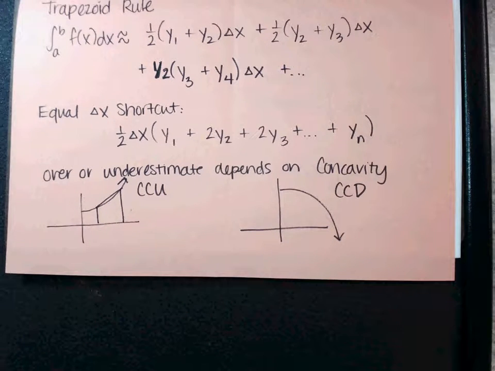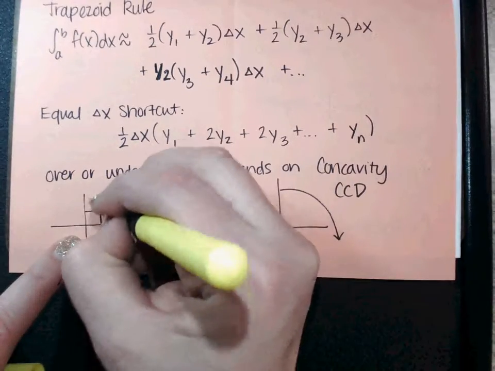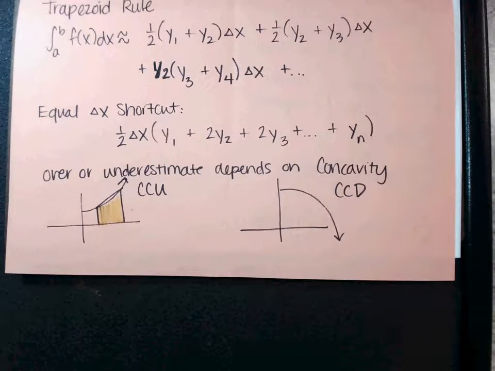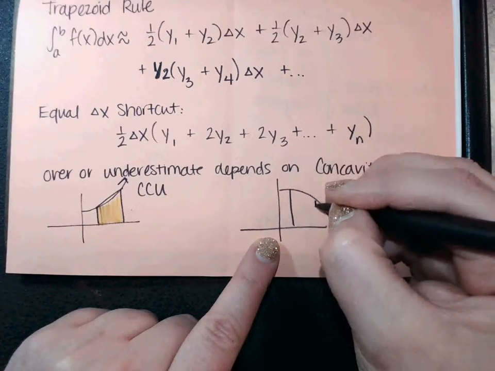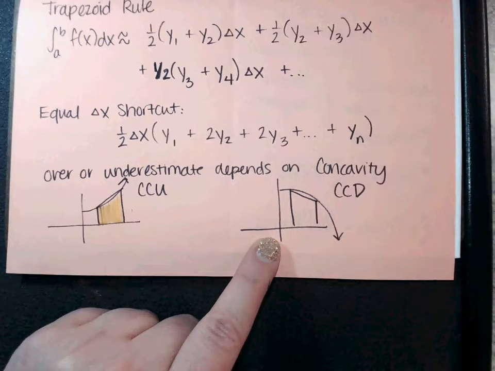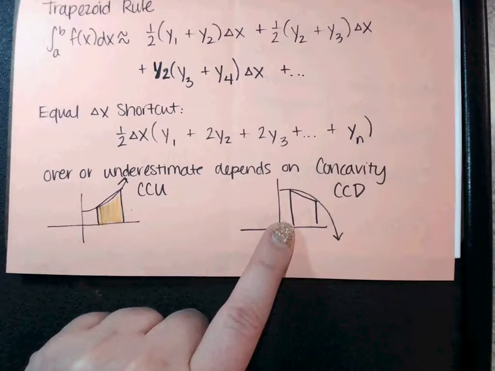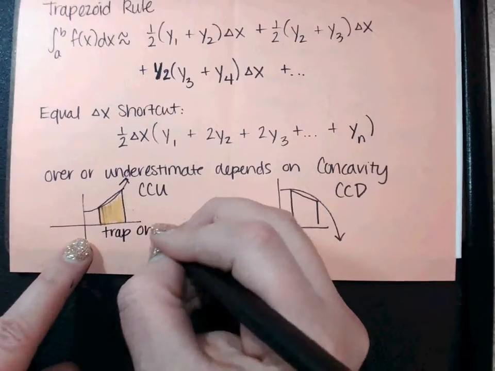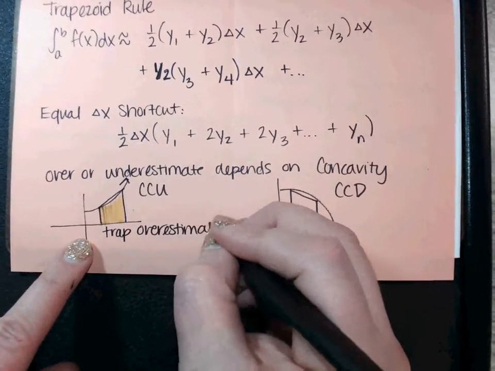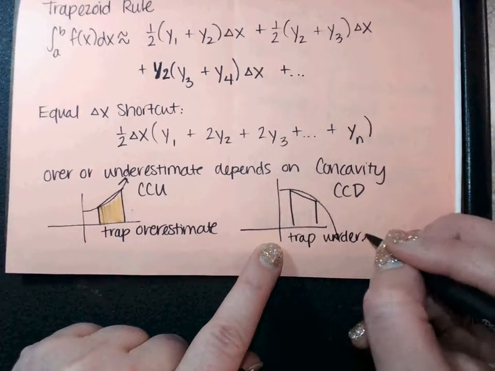It's too big, because remember, the integral is this exact area, right? So my trapezoid is just a little bit too big. Now, what's going to happen on this one if I pick any y values and I draw my trapezoid in? How does my trapezoid compare here? It's just a little bit too small. So in this case, the trap is an overestimate. And in this one, your trap is an underestimate.